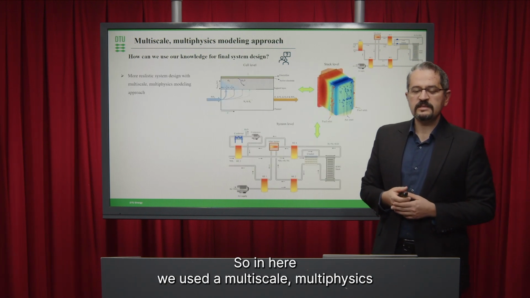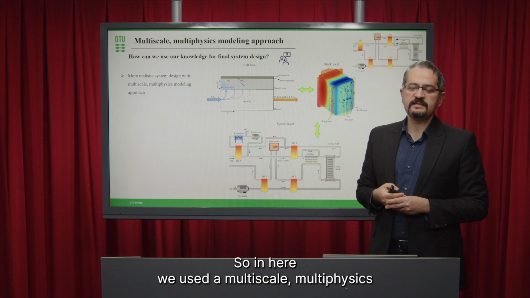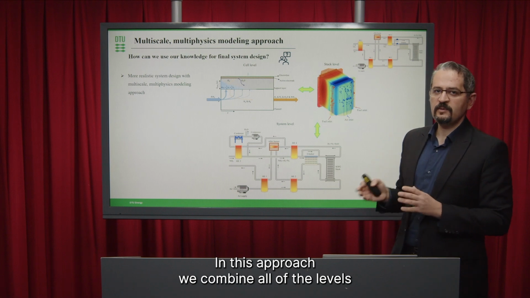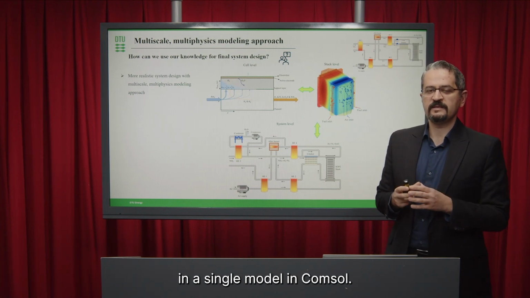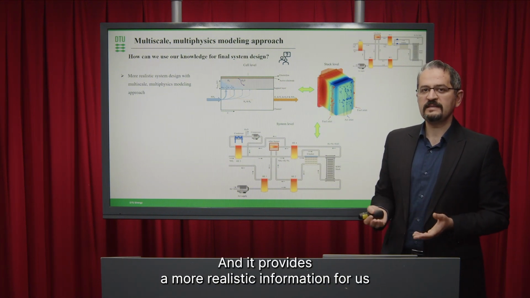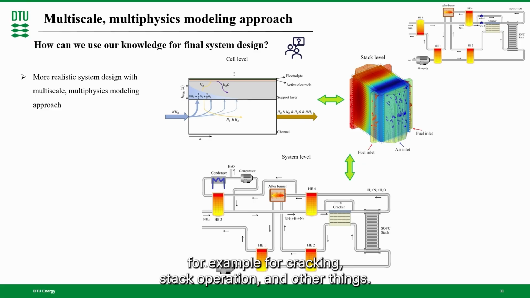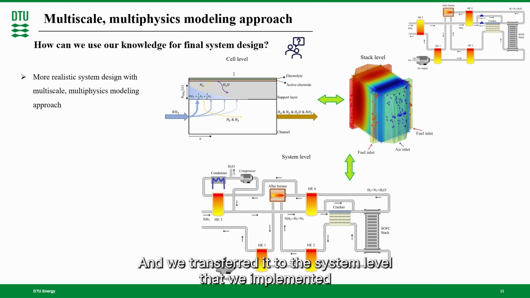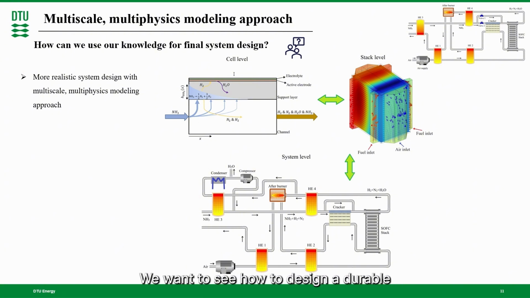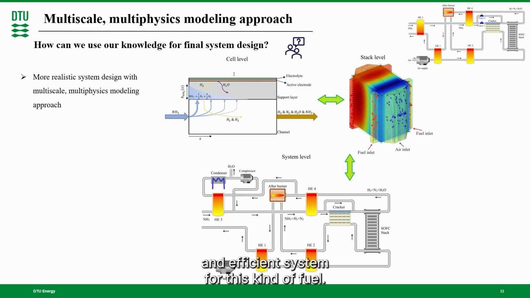So in here we used a multi-scale, multi-physics approach that we have developed in DTU Energy. In this approach, we combine all of the levels in a single model in COMSOL, and it provides more realistic information for us, for example, for cracking, stack operation, and other things. And we transferred it to the system level, where we implemented other parts of the system, such as compressor and different heat exchangers, and we want to see how to design a durable and efficient system for this kind of fuel.